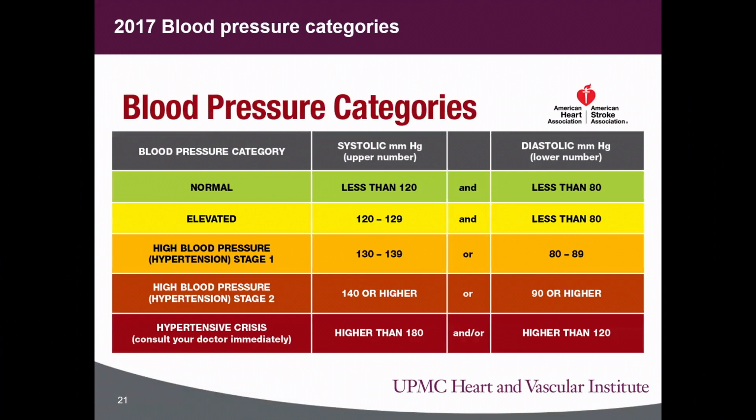In terms of our blood pressure categories, we have normal, which is less than 120 over less than 80. Elevated blood pressure, as we know, is 120 to 129 over less than 80. The current stage 1 hypertension is 130 to 139 systolic over 80 to 89 diastolic. Stage 2 blood pressure, high blood pressure, is 140 or higher systolic over 90 or higher. And our hypertensive crisis is higher than 180 systolic over higher than 120 diastolic.